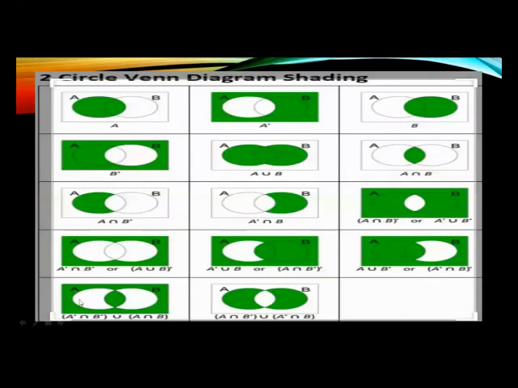Now it's time for sharing the Venn diagram. You will see there are two circles in each one. These are different cases for the Venn diagram, so you can draw the Venn diagram according to your need.